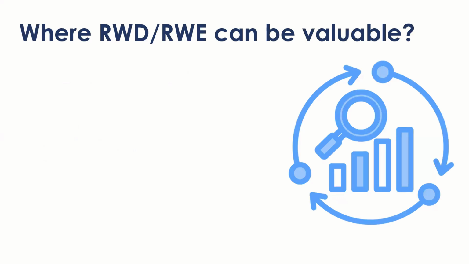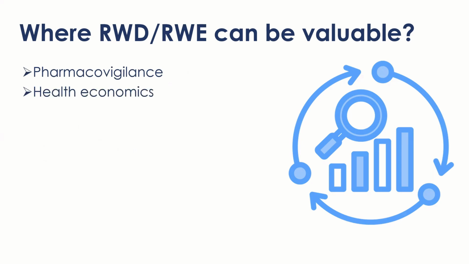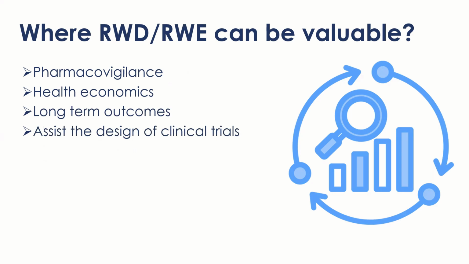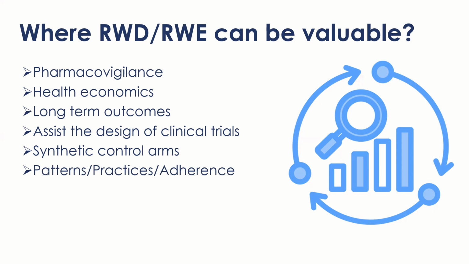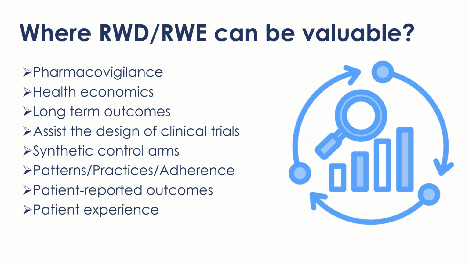So where can we use real-world data? They can help in pharmacovigilance. They're the only way to conduct health economic studies. They're great to assess long-term outcomes. They can assist the design of clinical trials. And they can also assist the conduct of clinical trials by creating synthetic control arms. We can use them to assess patterns, practices, and adherence to medications, and also to collect patient-reported outcomes and patient experiences.